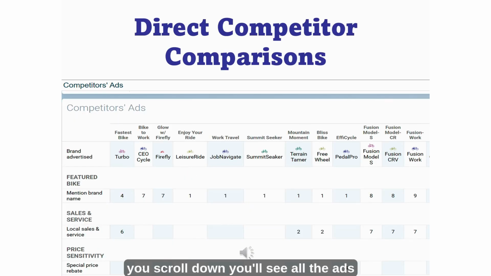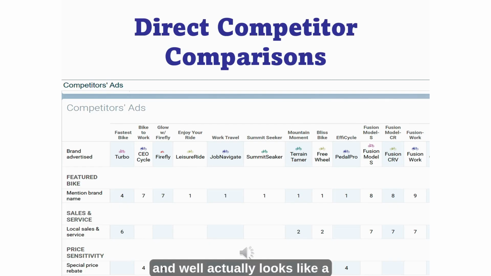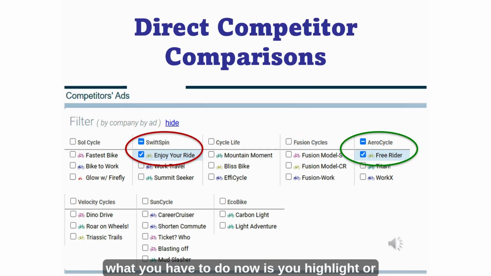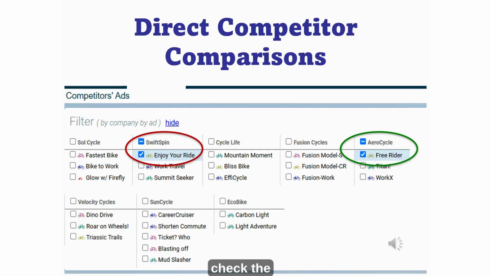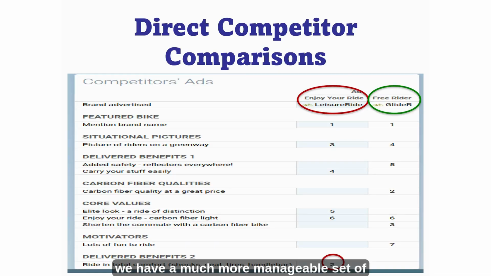As you scroll down, you'll see all the ads that everybody did and numbers for all of them. And, well, actually looks like a confusing mess, doesn't it? So what you have to do now is you highlight or check the top brand, Enjoy Your Ride by SwiftSpin, and you check your brand, AeroCycle Free Rider. And then you can compare just those two, and then you have data that makes sense. Now we have a much more manageable set of data that we can easily examine and make good decisions.